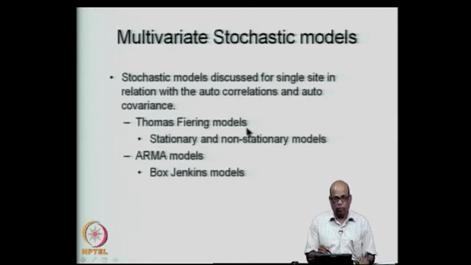Then we also have discussed earlier a general family of models, autoregressive moving average models. Of course, the Thomas Fiering model that I discussed is one specific case of the AR1 model, autoregressive of order 1. And then in the ARMA models we had talked about Box-Jenkins models, where you express x t as let us say phi 1 into x t minus 1 plus phi 2 into x t minus 2 etcetera plus theta 1 into epsilon t minus 1, like that. You have autoregressive terms as well as the moving average terms. Just go through the previous lectures and revise this.